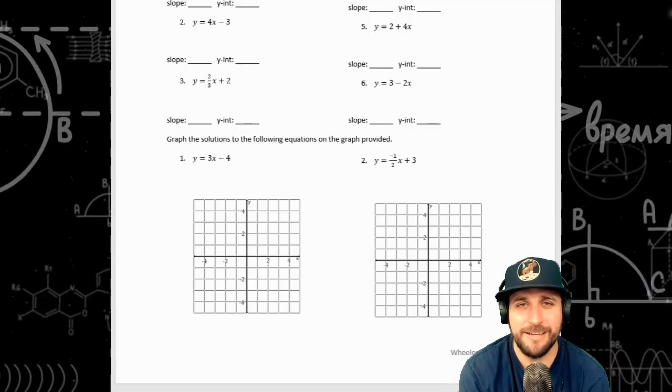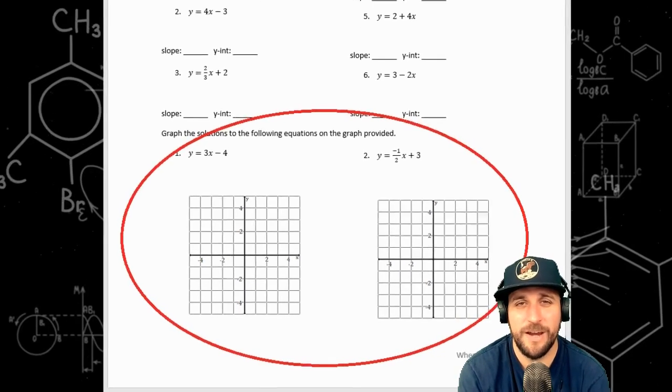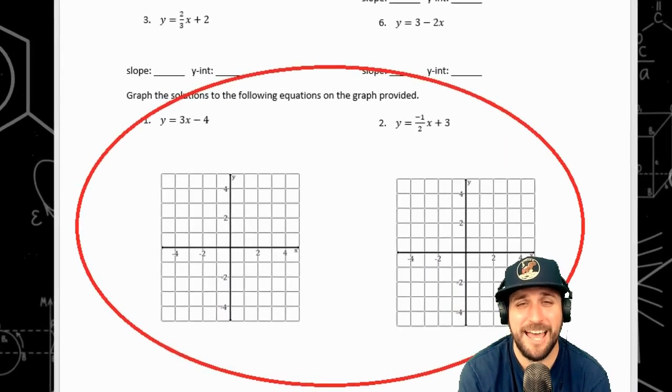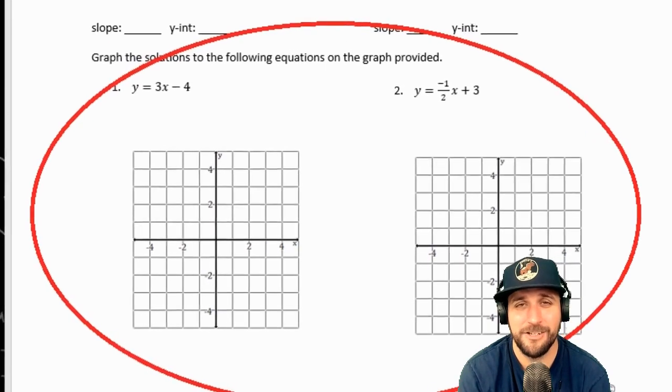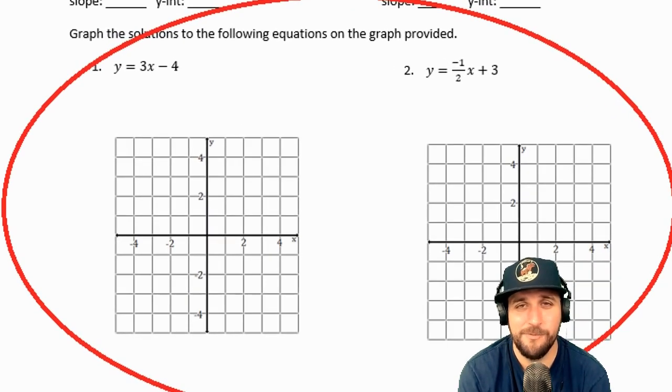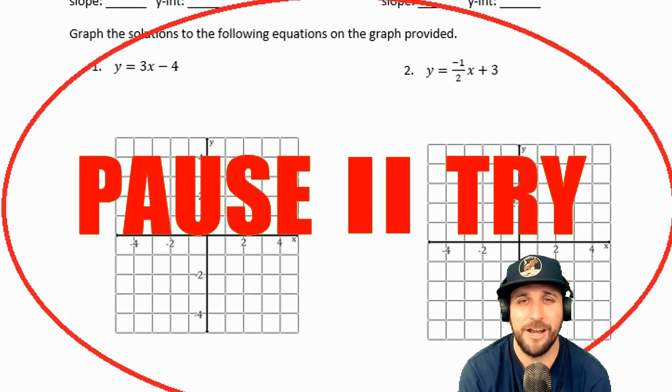The last two examples on our notes give us an equation written in slope-intercept form and ask us to graph it. So you'll look at the equation, find the slope, find the y-intercept. The y-intercept will be your starting point. Your slope will be how you find all other points on the graph. Connect all your points with a line, and you're done. So why don't you take a moment to try and graph those lines.